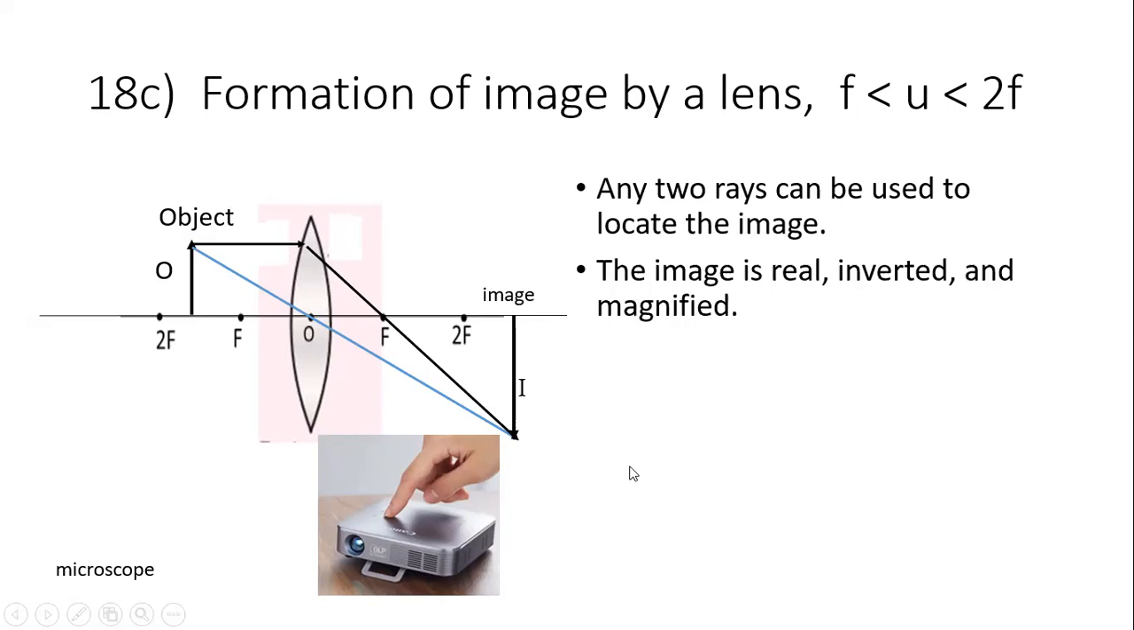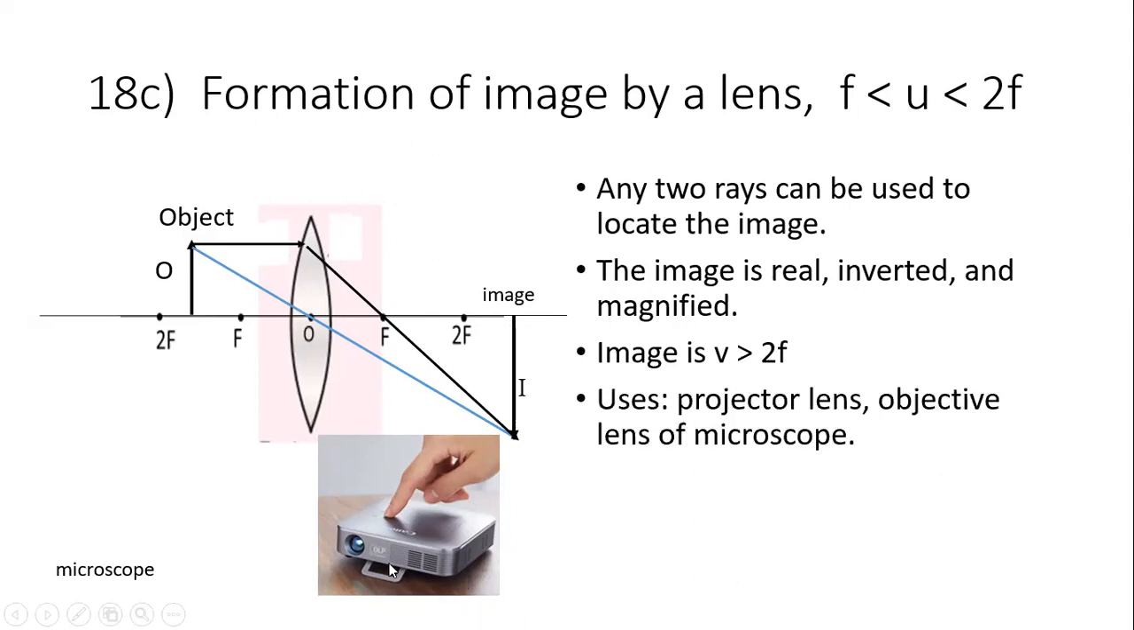The image is still real, inverted and magnified, and is greater than 2f. Right? This is your 2f. Greater than 2f. We use it in a projector lens, either an overhead projector or the modern projector, or we use it in a microscope. Okay, anything not clear?